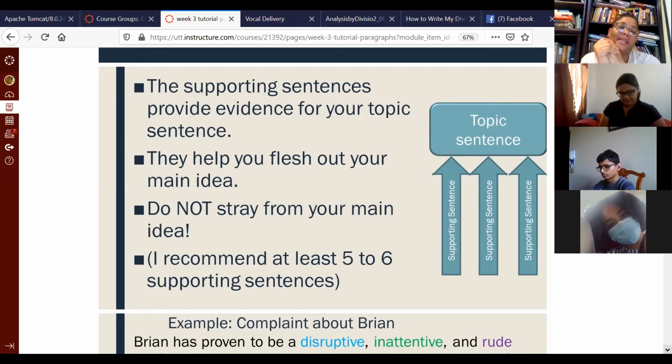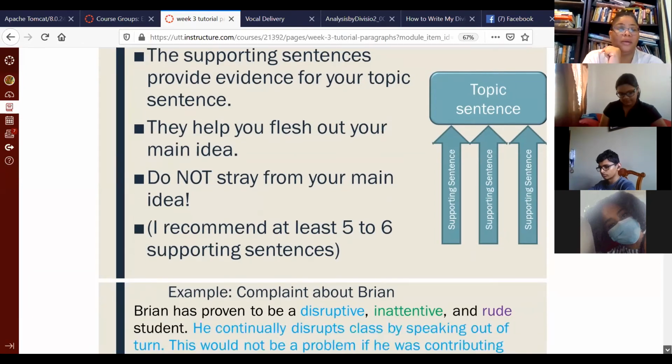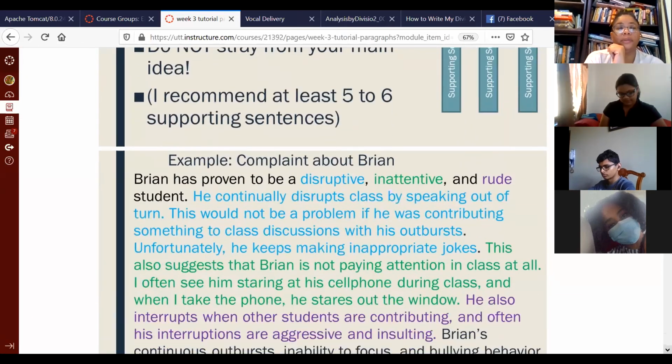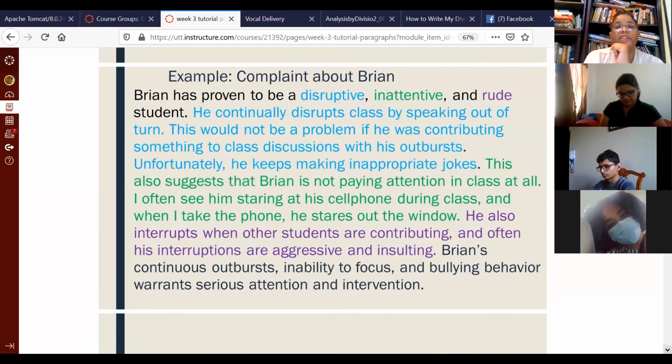Each supporting sentence should help you flesh out the main idea. And they should be grouped. So here's a visual representation of them being grouped together. We have disruptive, inattentive, and rude. So these are the main subpoints that I want to address in my paragraph. So everything in blue relates to him being disruptive.